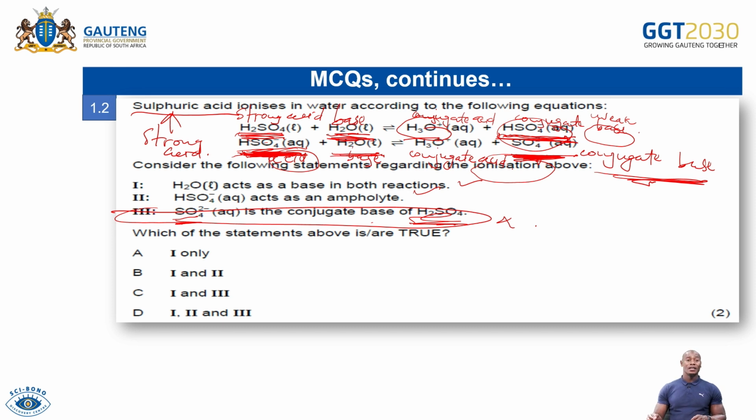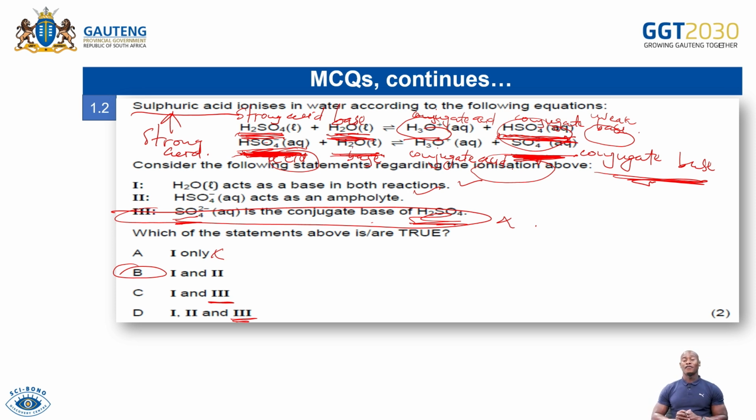So we are focusing on Roman figure 1 and Roman figure 2. We want an option that has those two statements. So our option must accommodate both statements, 1 and 2. So our correct answer here, learners, will be B. It can't be D because D includes Roman figure 3. It can't be C because C also includes Roman figure 3. Roman figure 3 is not correct for these two equations.